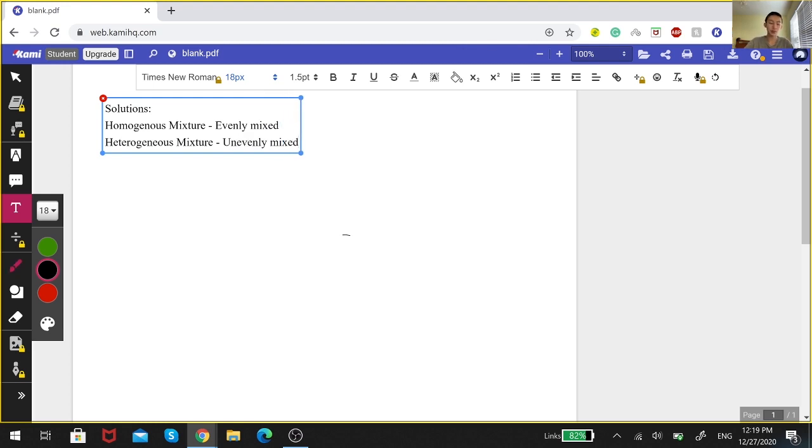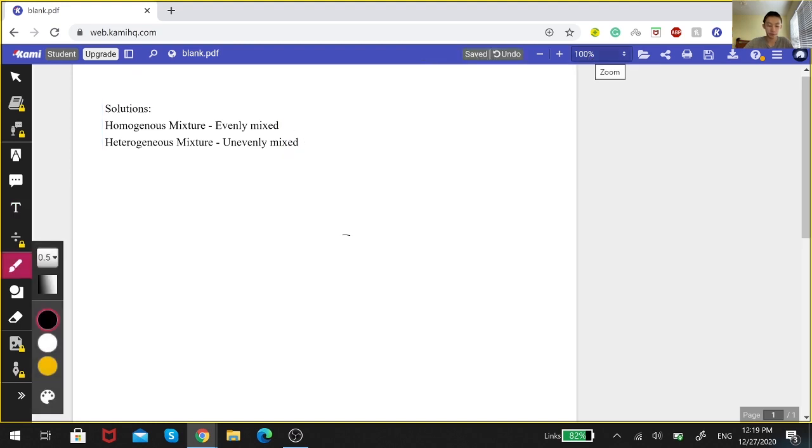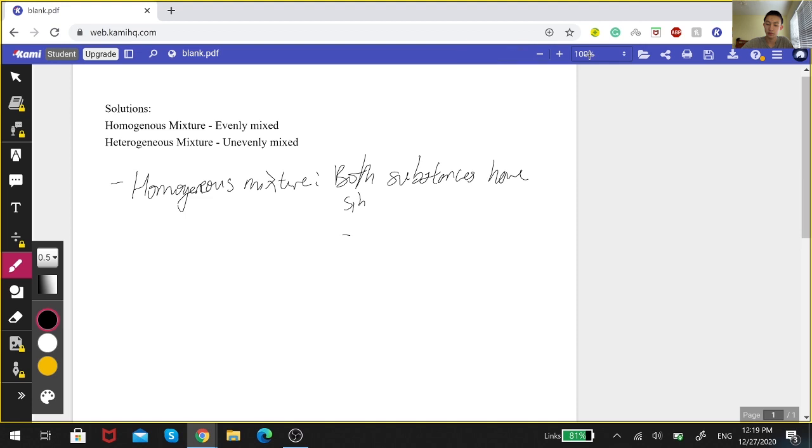And these two mixtures are determined by their intermolecular forces. So for a homogeneous mixture, both substances have similar intermolecular forces. Now, for example, air. Air contains nitrogen, oxygen, etc., and they all have similar intermolecular forces, which is why it's a homogeneous mixture.